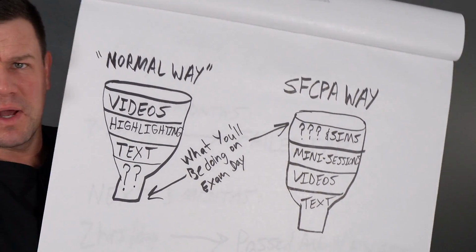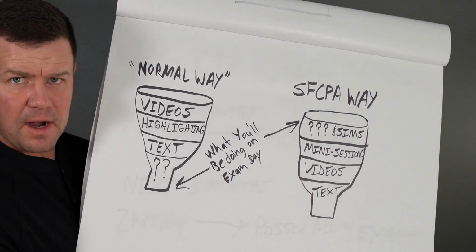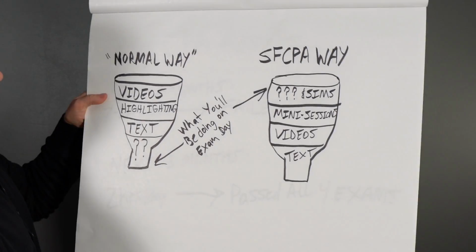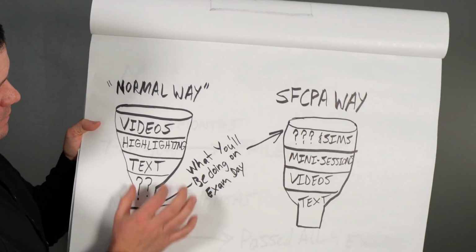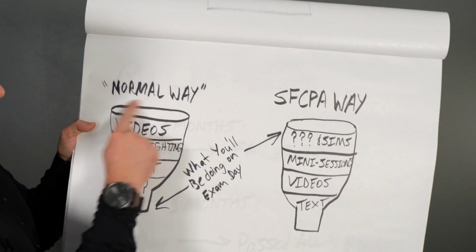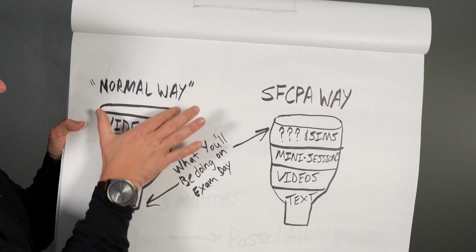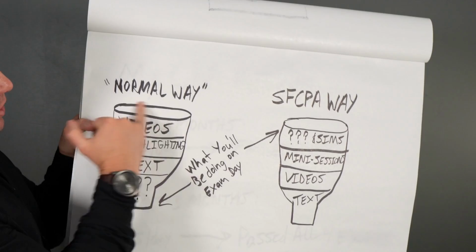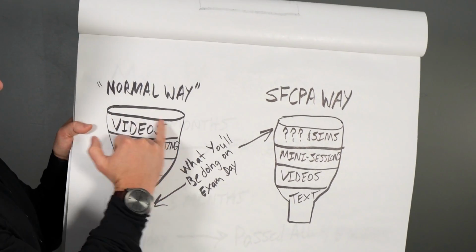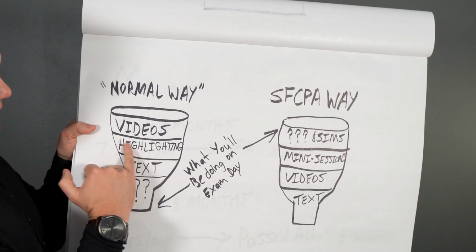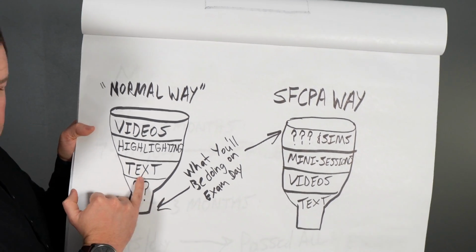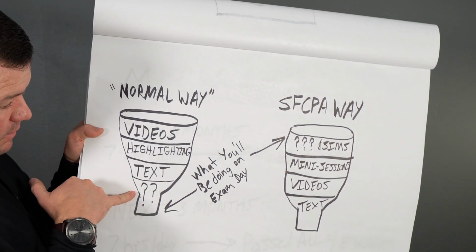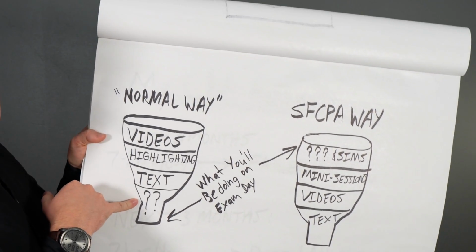Okay, so I have this really crappy drawing here. This illustrates what I'm talking about. If this funnel is time spent, the most time is spent at the top. The normal way of studying is this: you watch the videos over and over and over until you feel good about it. Then you highlight the chapter, look through the text. Then you spend the least amount of time on the practice questions and the practice simulations.